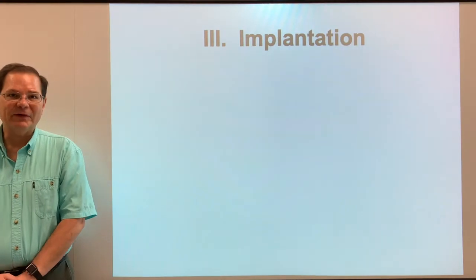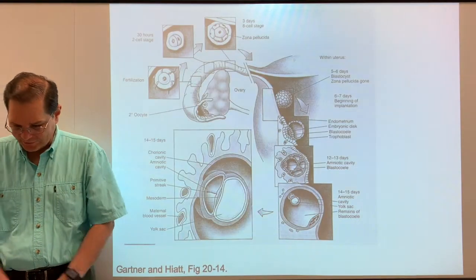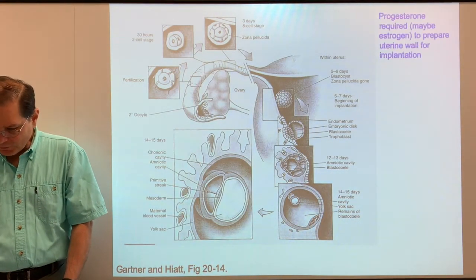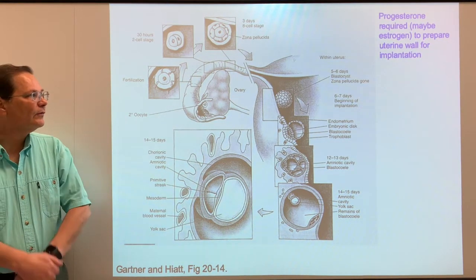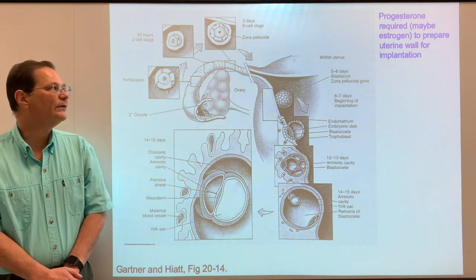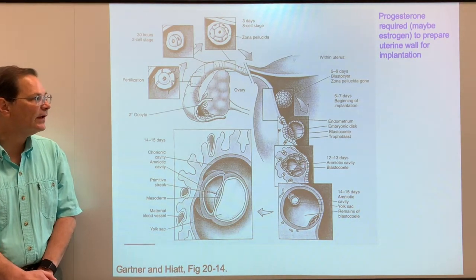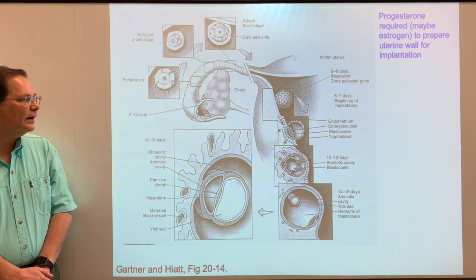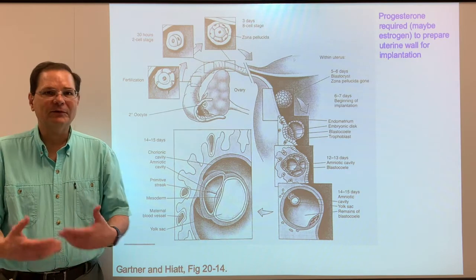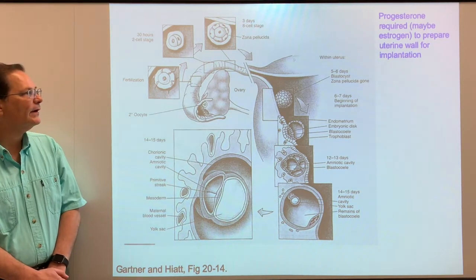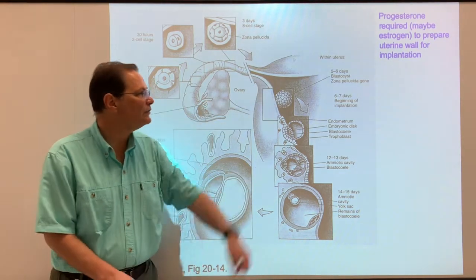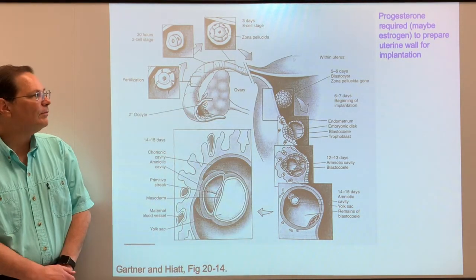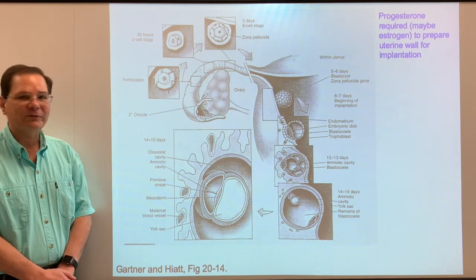Okay, let's talk very briefly about the process of implantation. First of all, progesterone is required for implantation to take place. You know, it's fairly high at this stage of the female cycle, simply due to the fact that your corpus luteum is around and secreting it along with estrogen. And it probably is necessary to prepare the uterine wall for implantation.